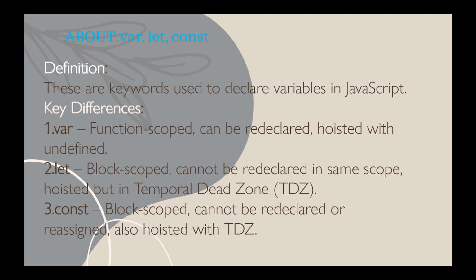var is function scoped, can be redeclared, and is hoisted with undefined. let is block scoped, cannot be redeclared in the same scope, and is hoisted but in the temporal dead zone. const is block scoped, cannot be redeclared or reassigned, and is also hoisted with TDZ. Here is a basic example of how var x, let y, and const z are declared.